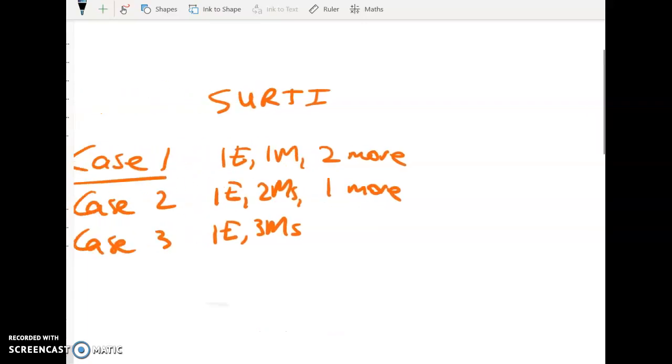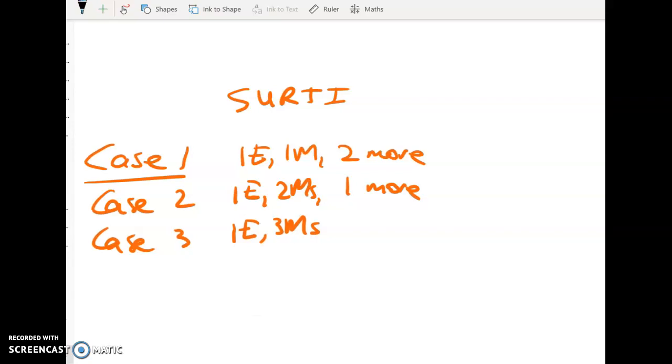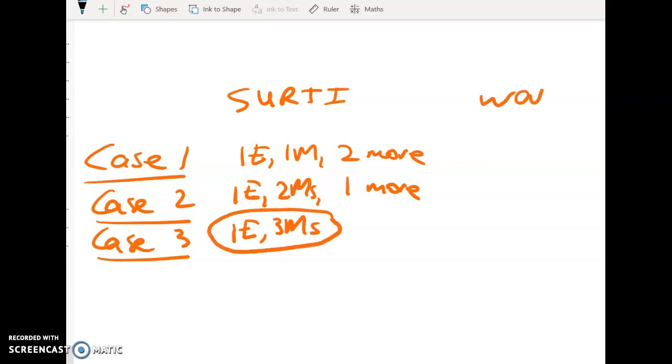Right, so how many ways? Let's start with the easiest, case 3. Well, we've got nothing left to choose, right? So there's only one way for this to happen. One way. Case 2, I've got one E and 2 M's, and then I've got to pick one more out of those 5. So it's just going to be choose one letter out of 5.